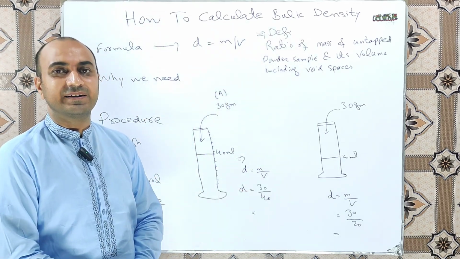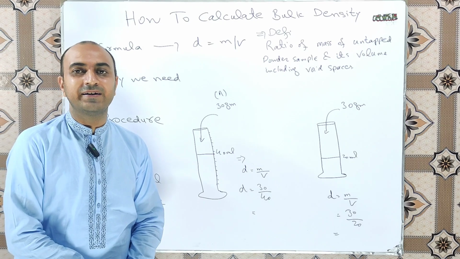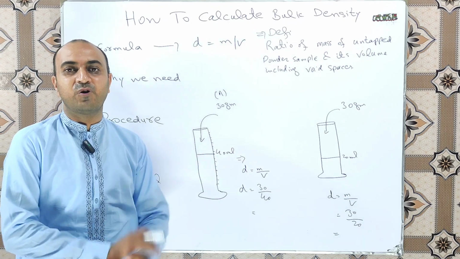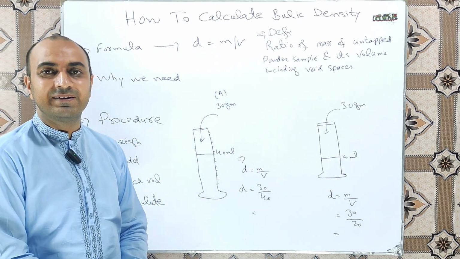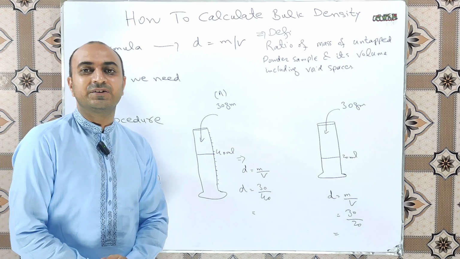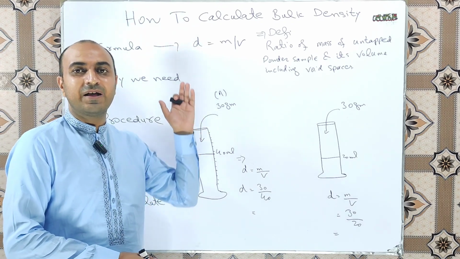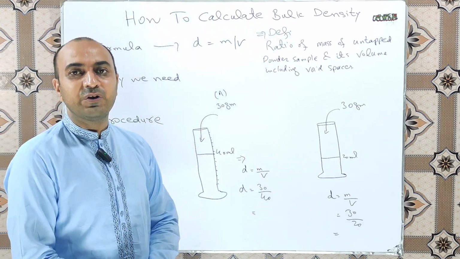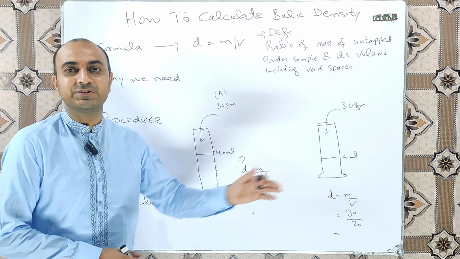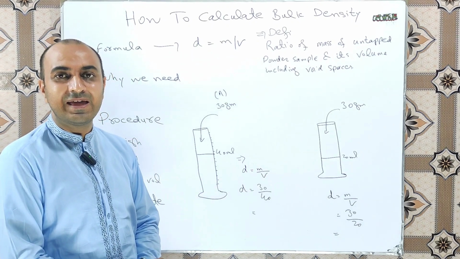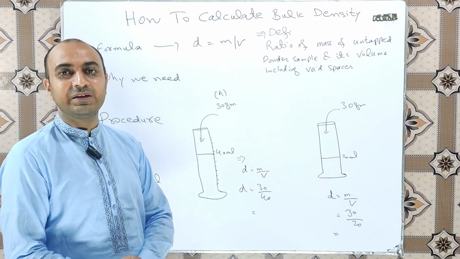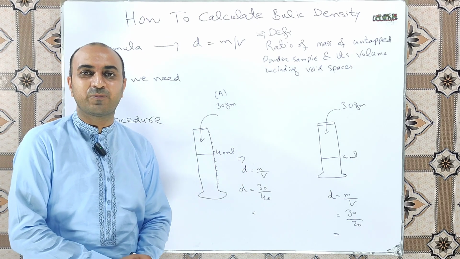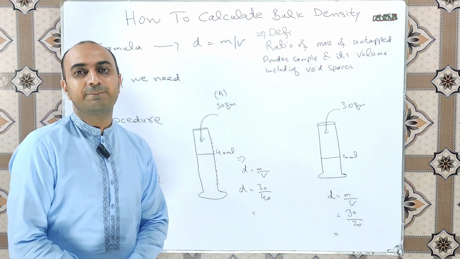Definition of the bulk density: the ratio of the mass of an untapped powder sample and its volume including the void spaces is known as bulk density. In simple words, it is a ratio where we have a specific mass of the powder sample and then we have the volume that is occupied by this specific weight of the sample, and we do not tap the sample, meaning it includes the void spaces or gaps between these powder particles, and this is known as the bulk density.